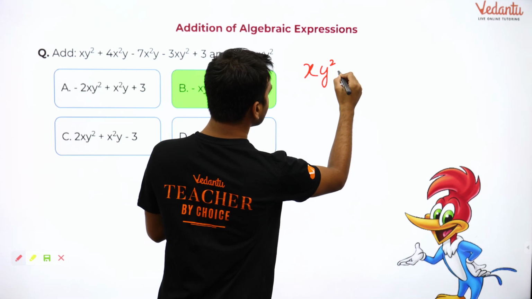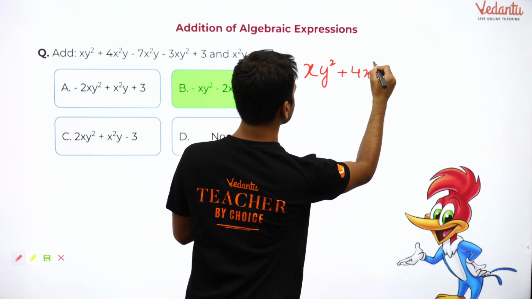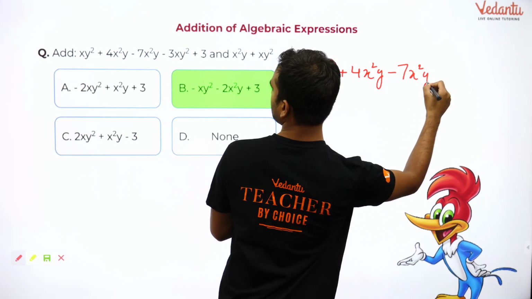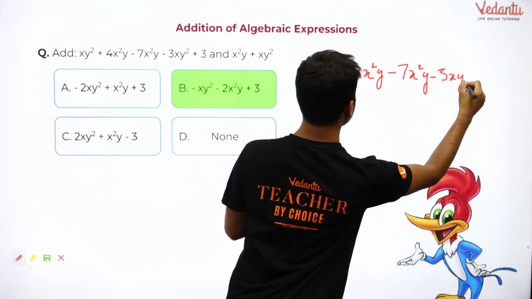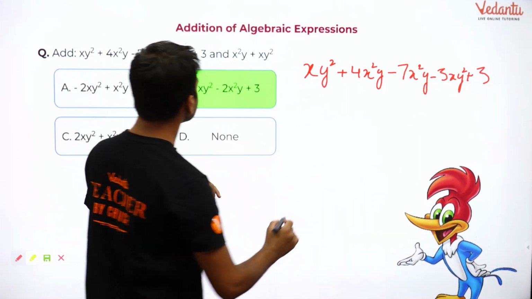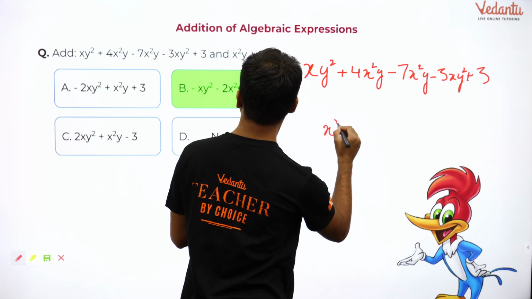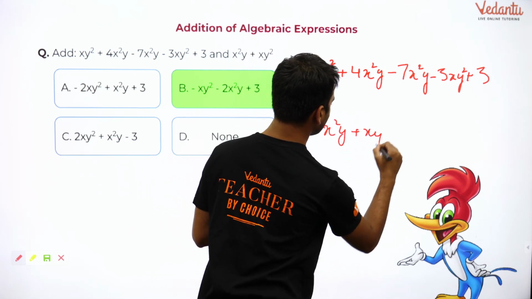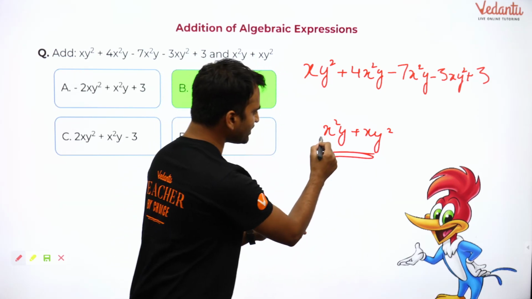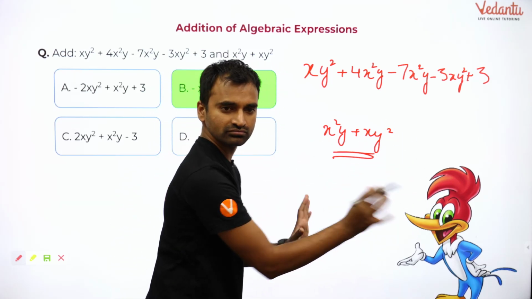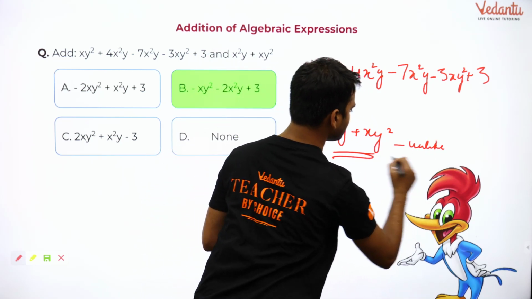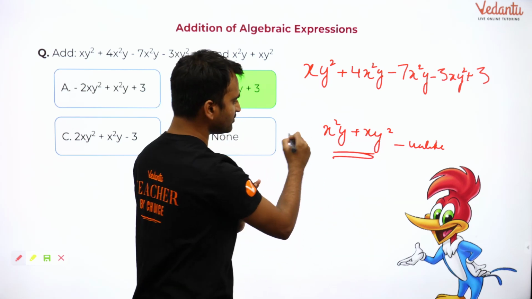xy square plus 4x square y minus 7x square y minus 3xy square plus 3. So this is one term. The other term is x square y plus xy square. Now, can I simplify this any further? This is x square y, this is xy square. These two are unlike terms. So I cannot simplify this any further. This is the final expression.